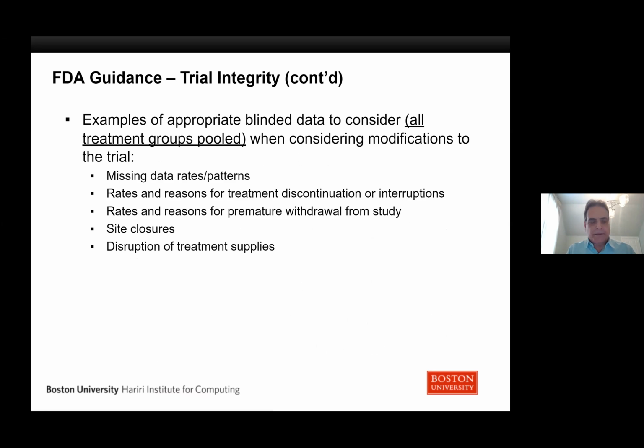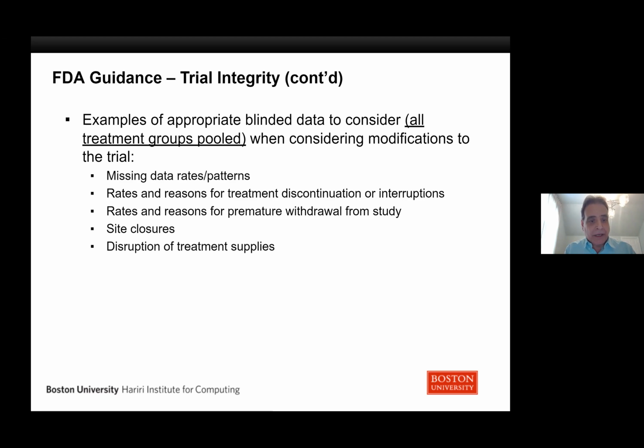Now, there is data that can be looked at, but it really can only be looked at ideally for all treatment groups pooled together as one group. And data that you can inspect according to the guidance in such a pooled, blinded manner are missing data rates and patterns, and especially missing data due to COVID-19. Very similarly, rates and reasons for treatment discontinuation or interruptions, and for premature withdrawal from the study.